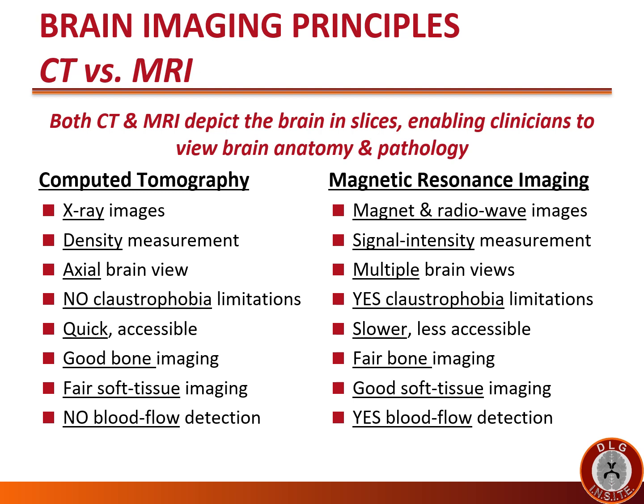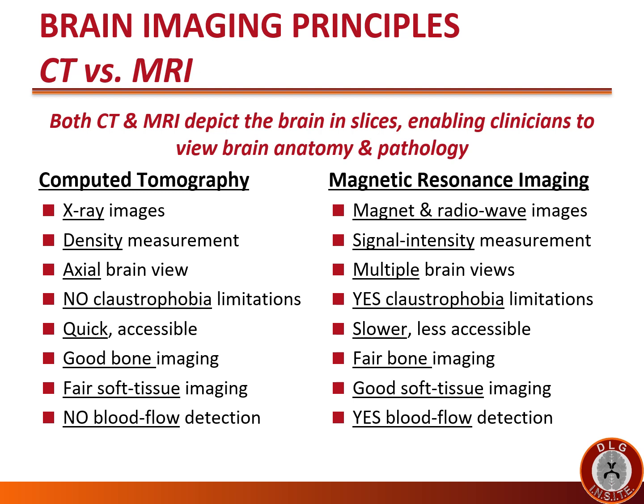First, let's describe CT and MRI and distinguish them. Both CT, computed tomography, and MRI, magnetic resonance imaging, depict the brain in slices, enabling clinicians to view brain anatomy and pathology. Computed tomography, or CT, does this via X-ray images, whereas magnetic resonance imaging, or MRI, does this by magnet and radio wave images.